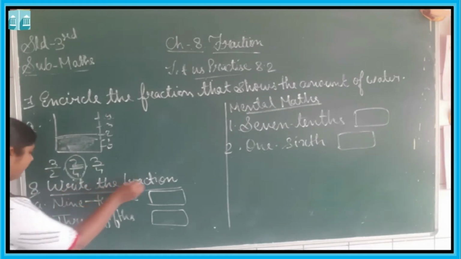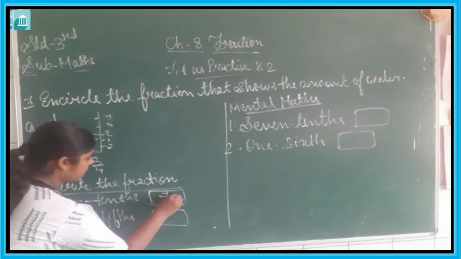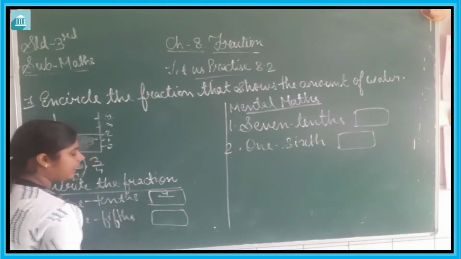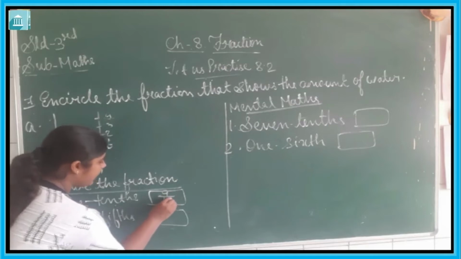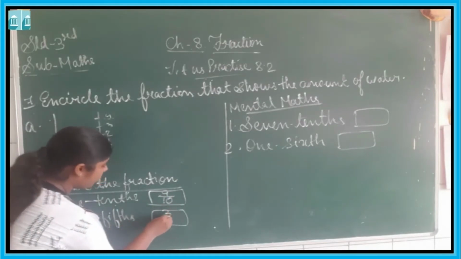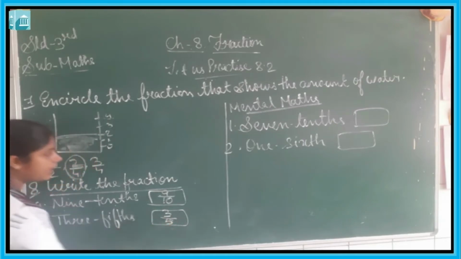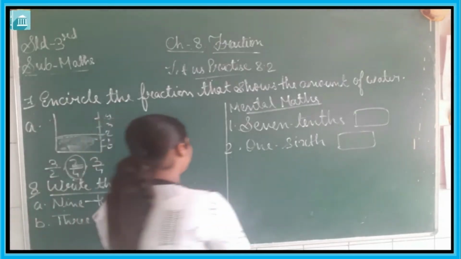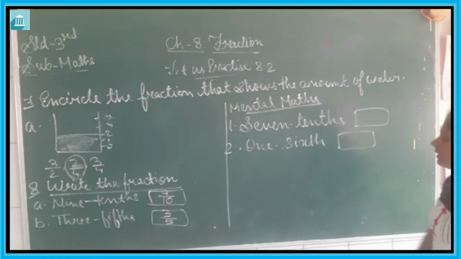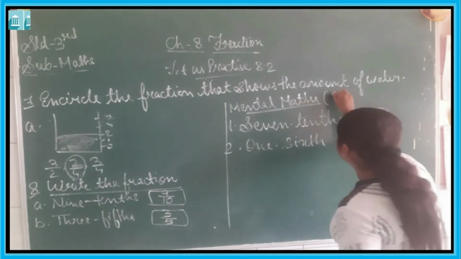Next, write the fraction 9 by 10. It means we write 9 on top with a line. That is the fraction 9 by 10, the total part. 3/5 means we will write 3 on top. The numerator part is the 3 and the 5 is the denominator part. The rest you have to do. Same for mental maths. Here also we have to write the fraction. Okay.